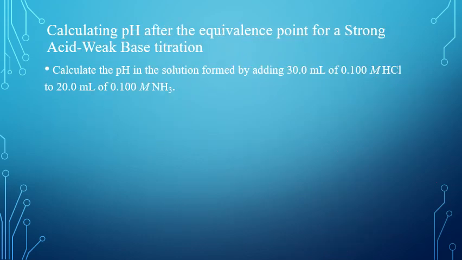Okay, so for our last problem here, we're going to try to determine the pH for the solution after the equivalence point. So again, changing up what is my limiting reactant. So I'm going to do the same thing, set up my RICE table. So I have the NH3 reacting with the HCl, forming the NH4Cl and the H2O. So same type of concept.